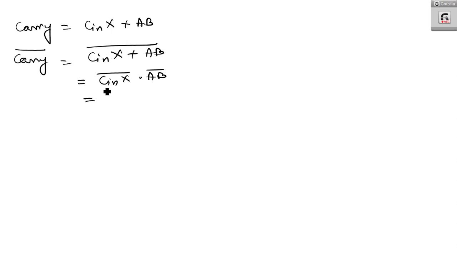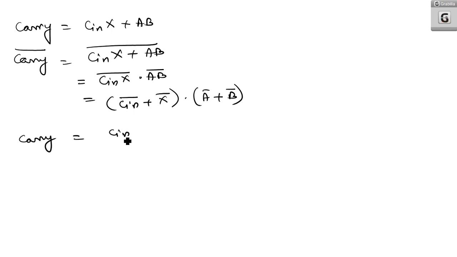So if I am rewriting this, here what will I get? That is Cin bar or H bar, and this A bar or B bar. So that is carry bar. So what happens to carry? So carry is Cin bar or H bar dot A bar or B bar, the whole bar.